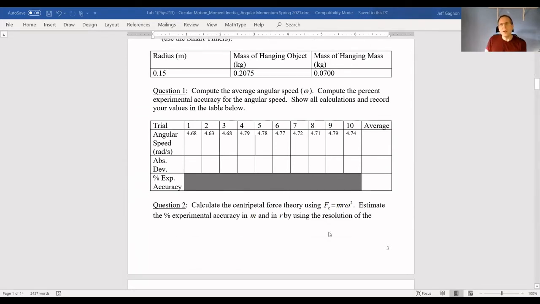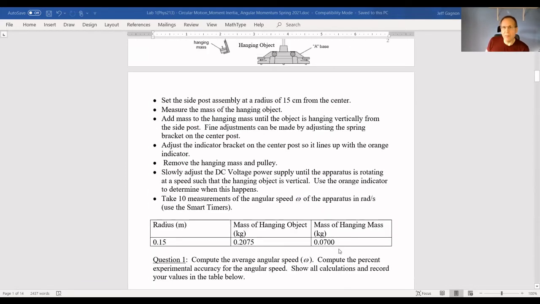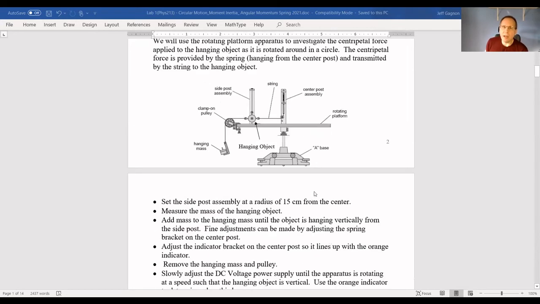Okay, so the first thing that you do, let me describe where this comes from. So we want to calculate the centripetal force here, the tension in the string, both experimentally and theoretically. Experimentally, what we do is exactly this setup right here. We have another string on the left-hand side, which goes over a pulley and connects to this hanging mass. And then I put weights on the hanging mass such that this hanging object is completely vertical.